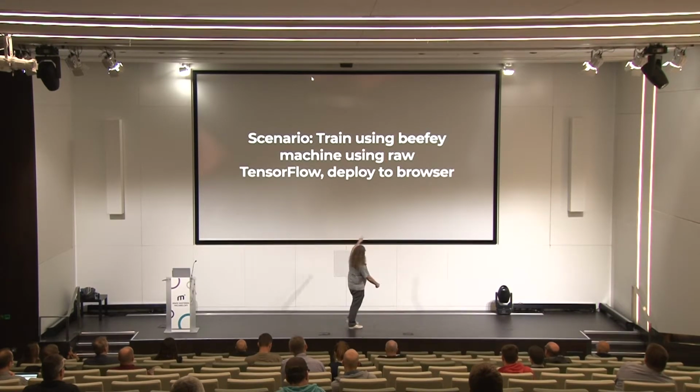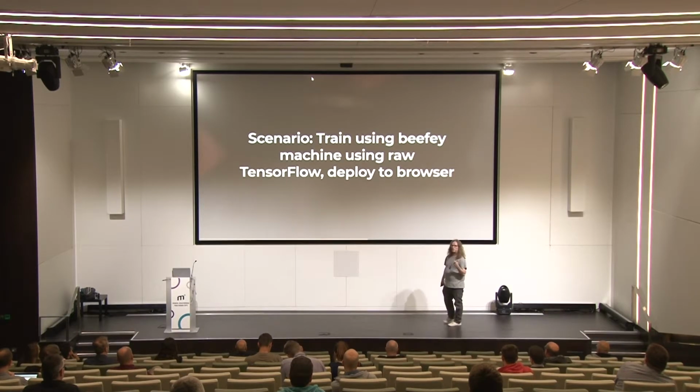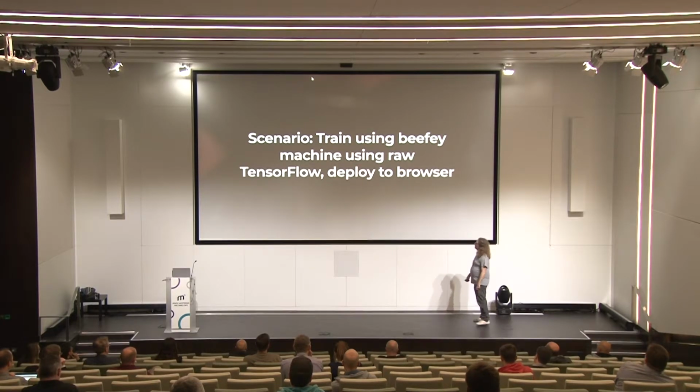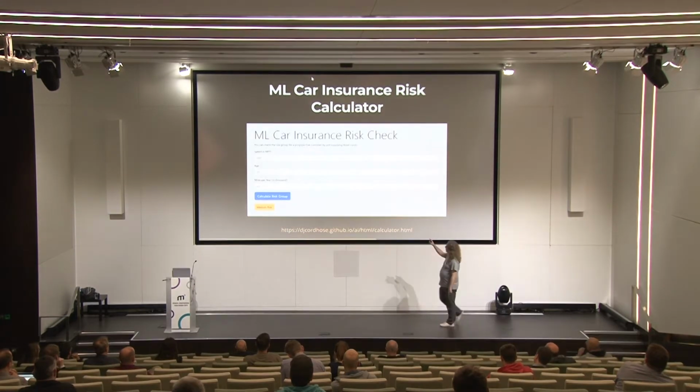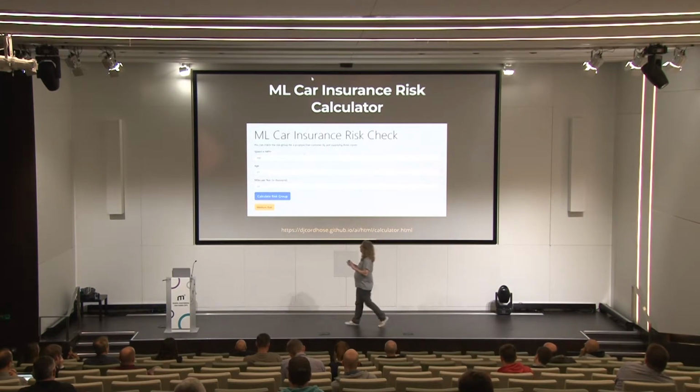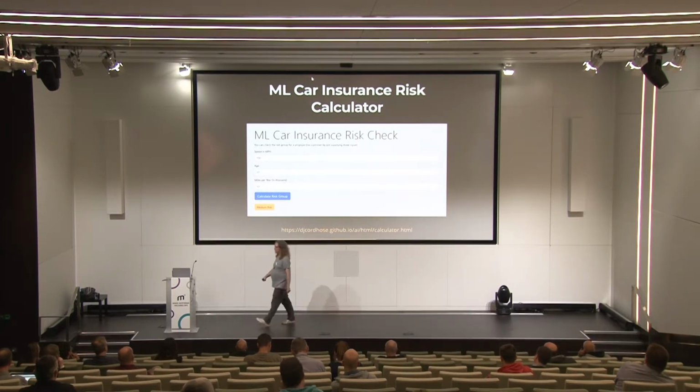Aha. This is the slide I was looking for. So you train your model on a beefy machine, something good, having a really powerful GPU or many. And then you deploy it to the browser. That's the idea. And I did this. It's not super real, but it could be real. So this is adapted from something that's real.